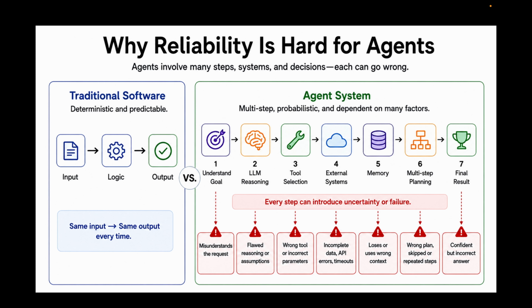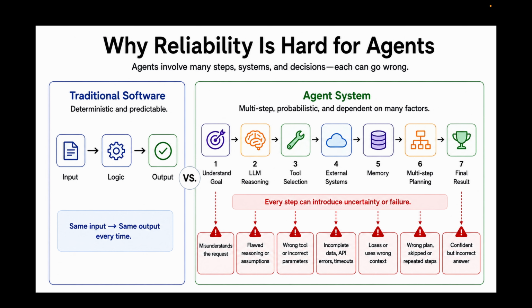For example, the model can misunderstand the user's intent. Its reasoning could be flawed, or it could choose an incorrect tool. The agent's memory could be stale or incomplete, an external API could fail, or the agent could create an invalid plan. All these are examples of failures that can happen in an agentic workflow.